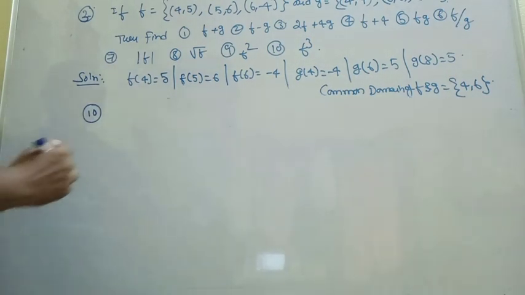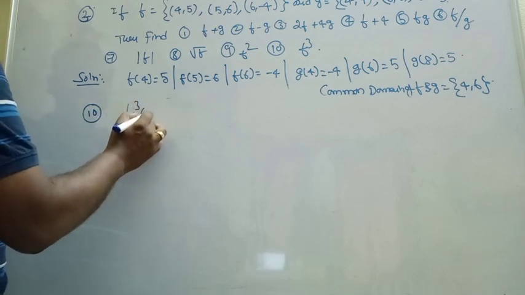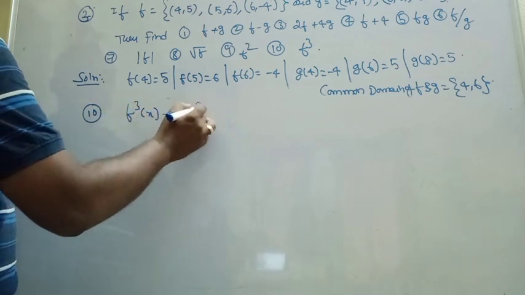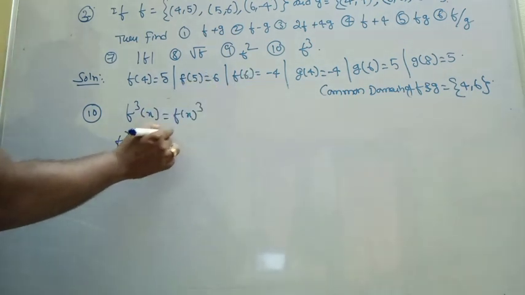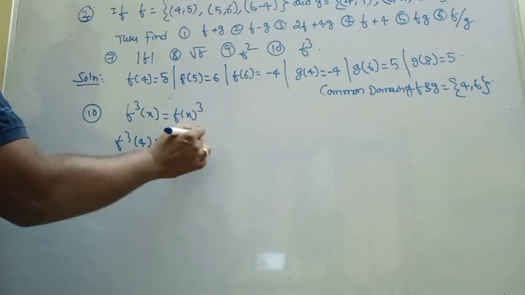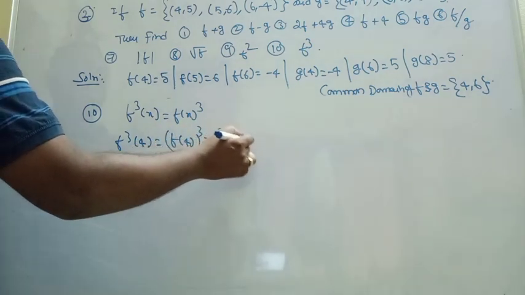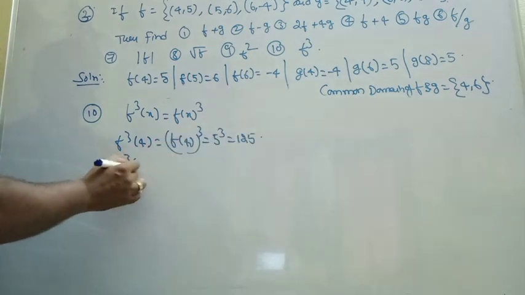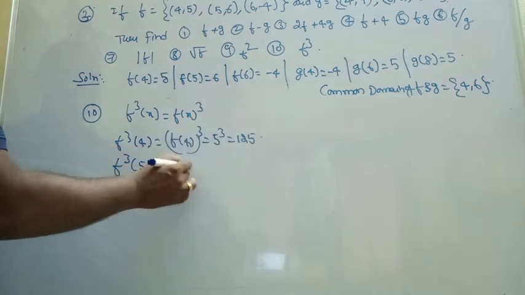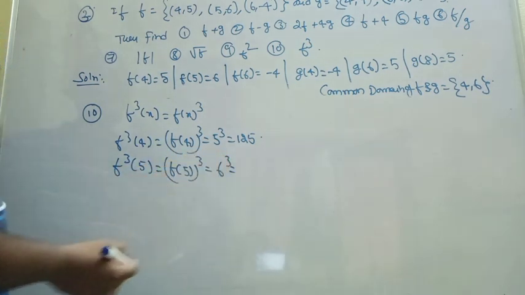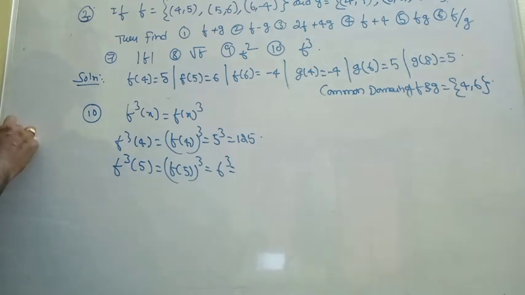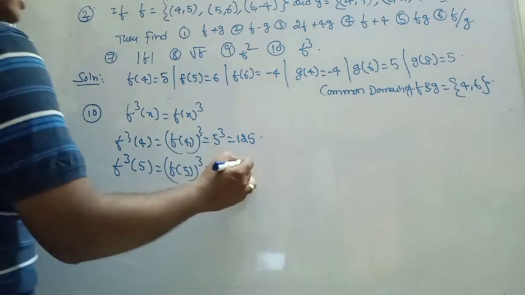Now we have f cube. The same way, f cube of x is equal to f of x whole cube, where x belongs to the domain of f. Now f cube of 4 equals f of 4 whole cube, that is now 5 cube, that equals 125. Now f cube of 5 is equal to f of 5 whole cube. F of 5 means 6 cube. This is 6 into 6 into 6, that is 36 into 6. 6 6 is 36, 6 3 is 18 plus 3, 216. This is 216.